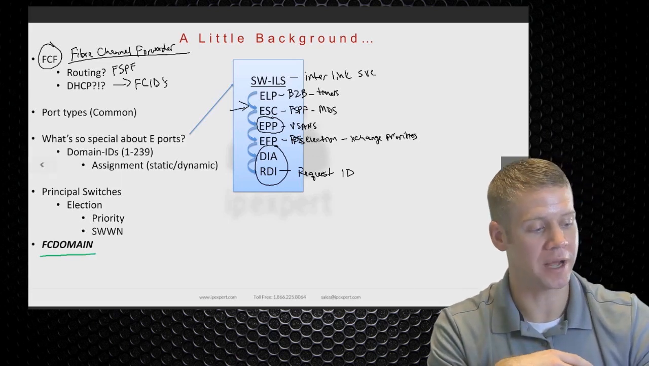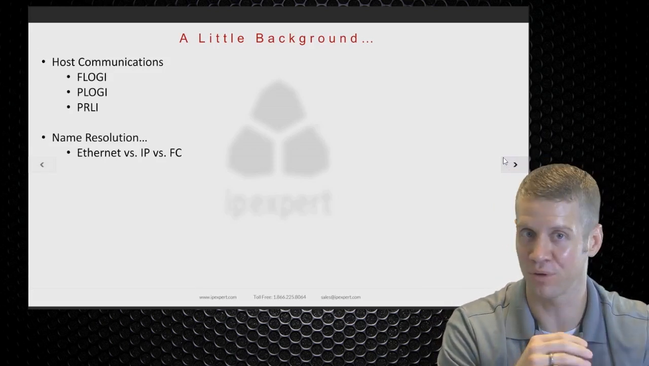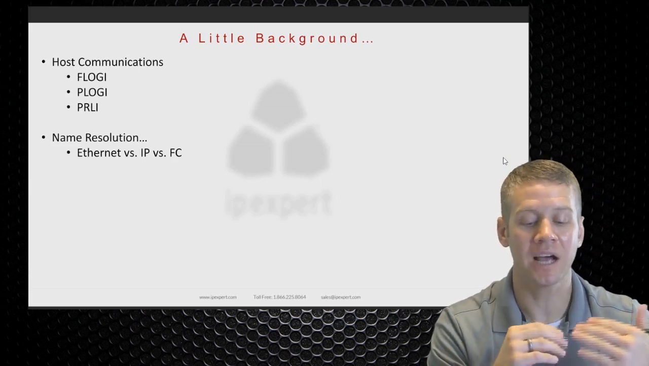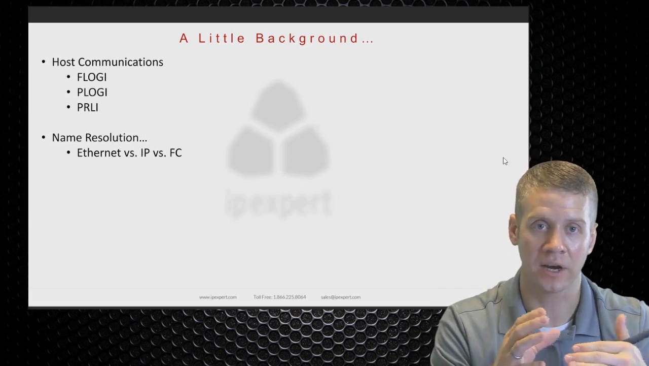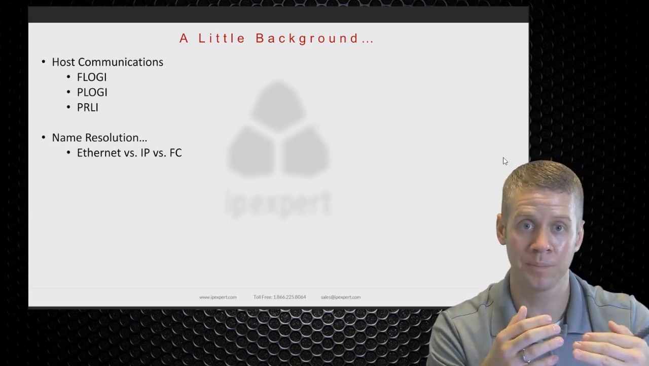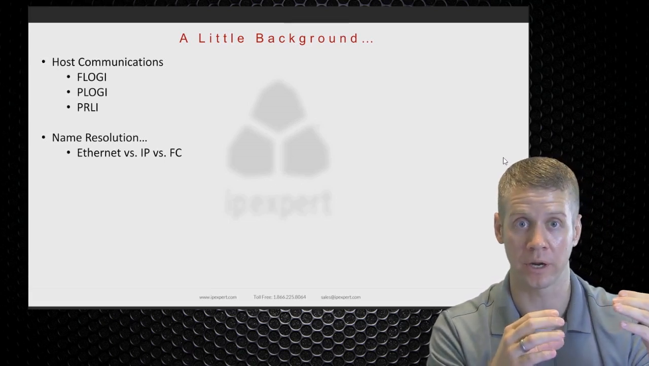What I want to talk about next is the process that all the hosts go through when we connect them up to the Fibre Channel network. Because we're going to have some communications like FLOGIs, PLOGIs, and PRLIs. I want to explain what those do and how those happen, because that's going to dictate how we route within the storage area network.